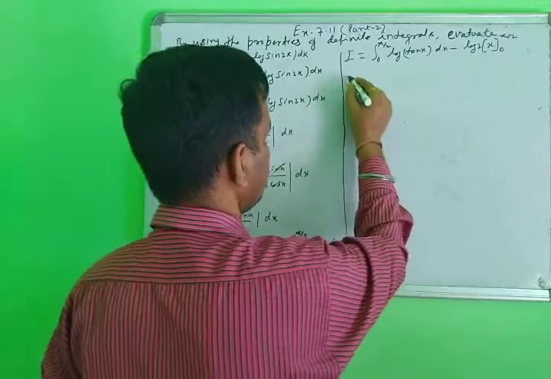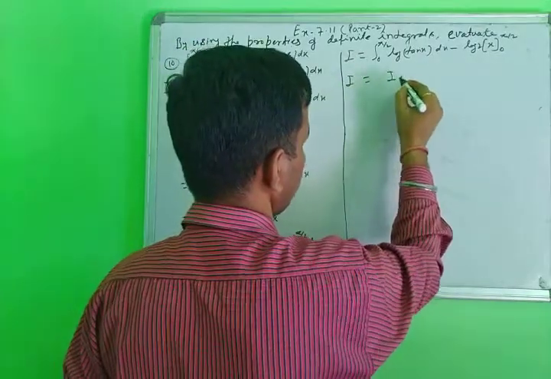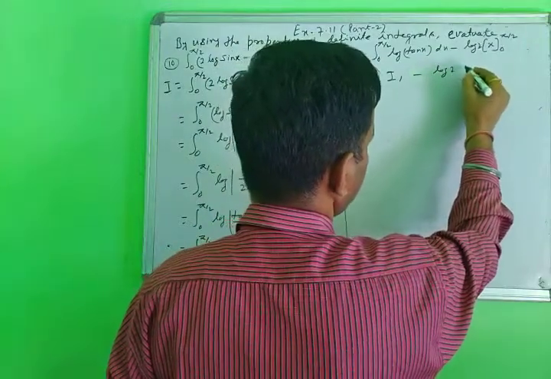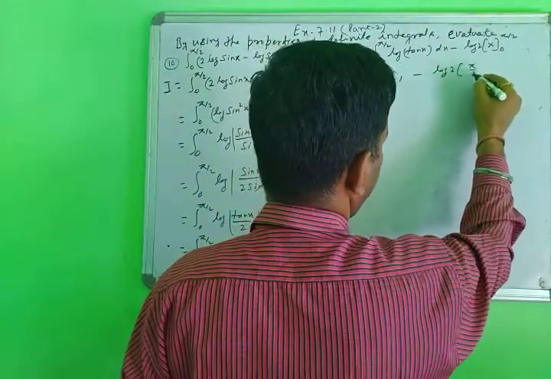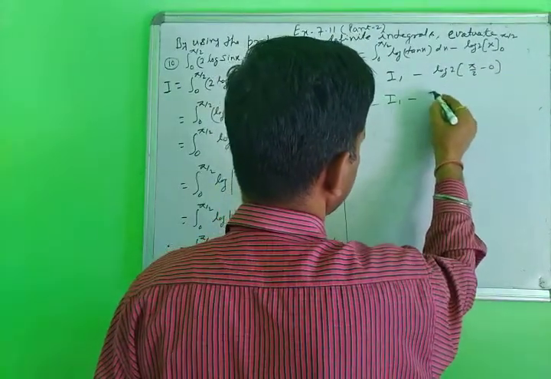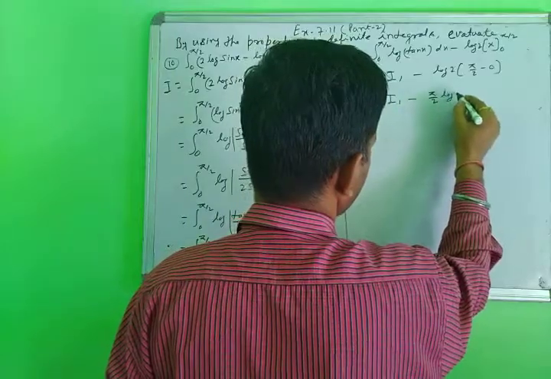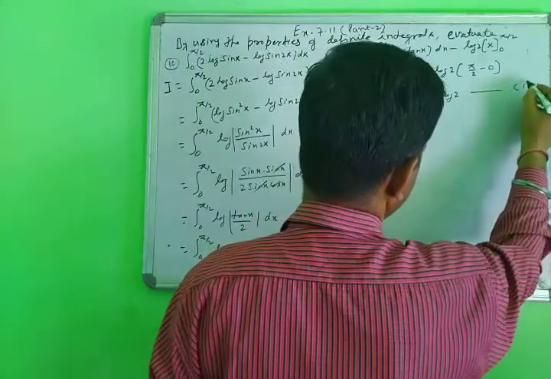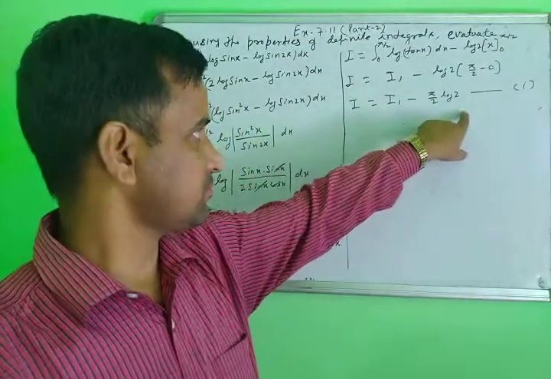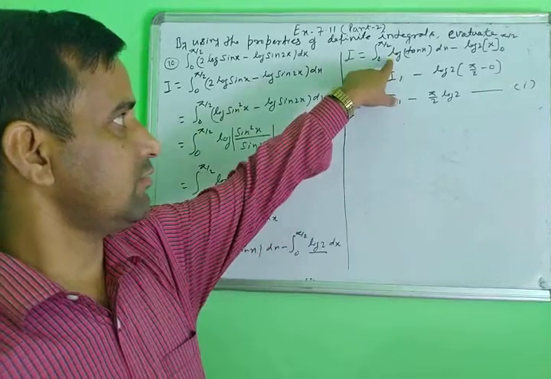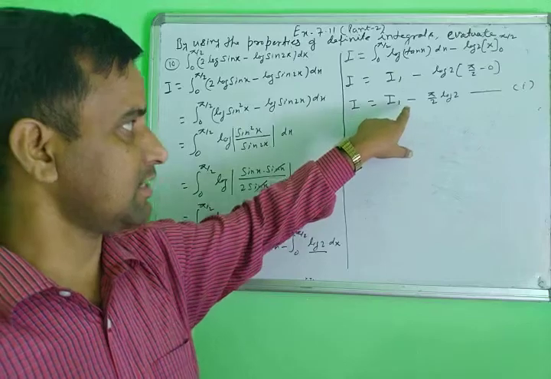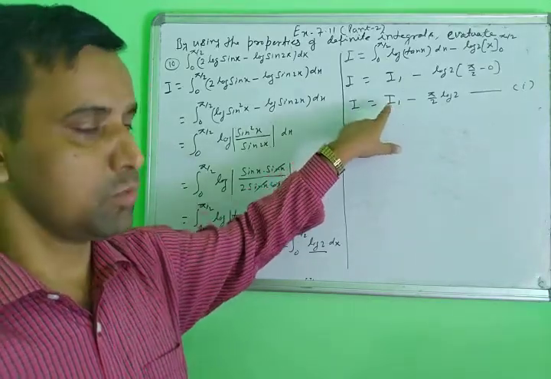Then you can write I equals, converting this to I1, I1 minus log 2 times pi by 2 minus 0. So what result comes here? I1 minus pi by 2 log 2. And this is your equation first. What is the value of I1? You will solve this portion separately, and then putting the value of I1 here, you will get the complete answer.